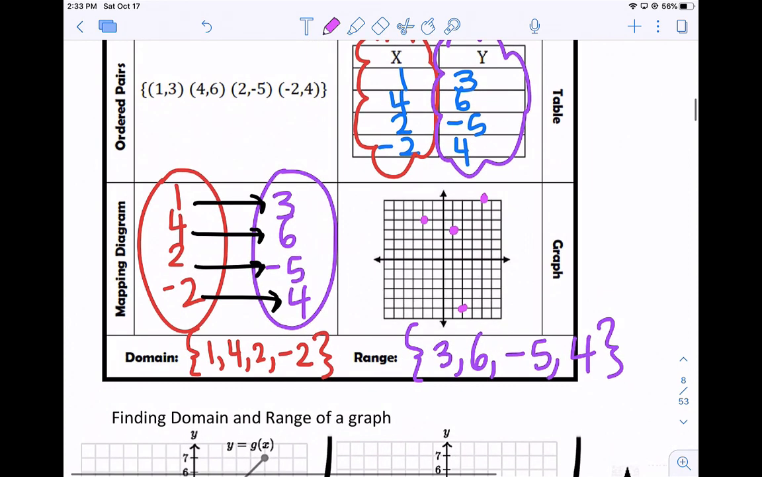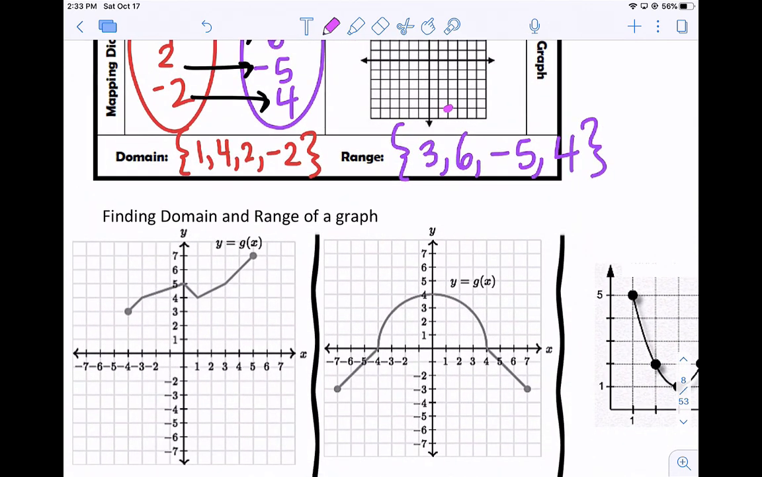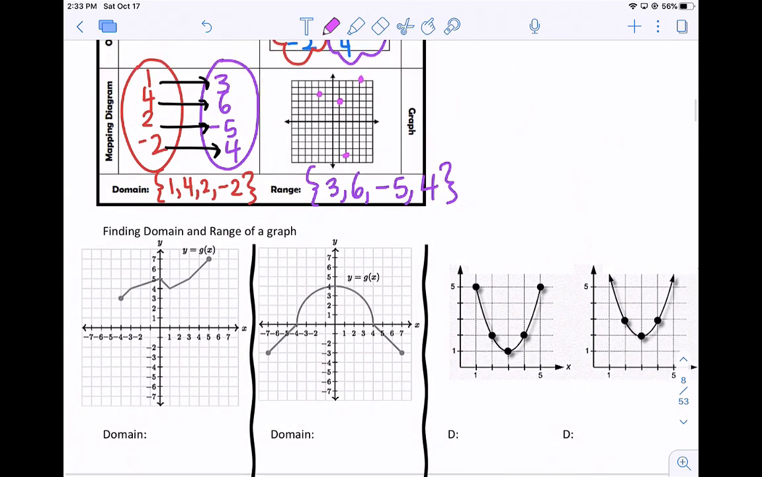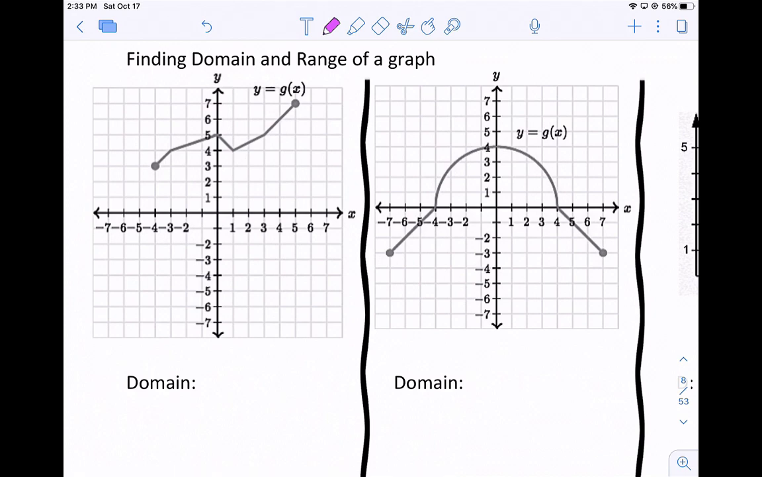Okay, so what we did on day 1 of this unit, so yesterday, was finding the domain and range of graphs. And so we're going to review that idea today, and this will be what the Desmos assignment is on. It'll be a bunch of graphs. Can you find the domain? Can you find the range? So let's take a look at our first graph right here, and let's find the domain.